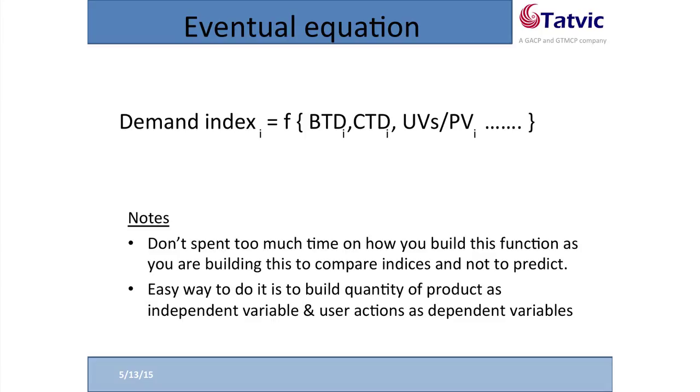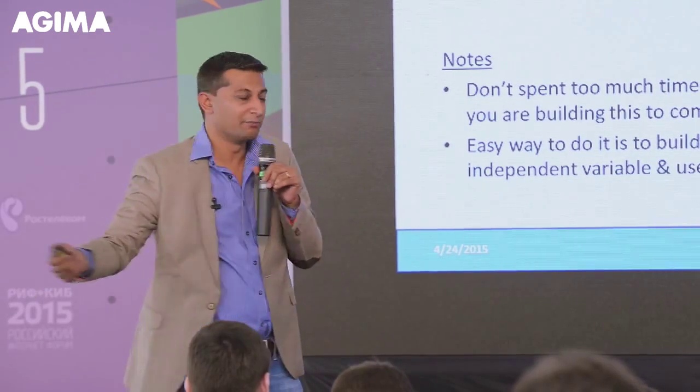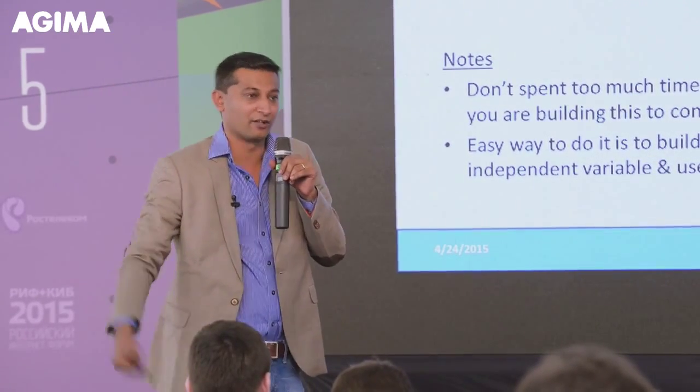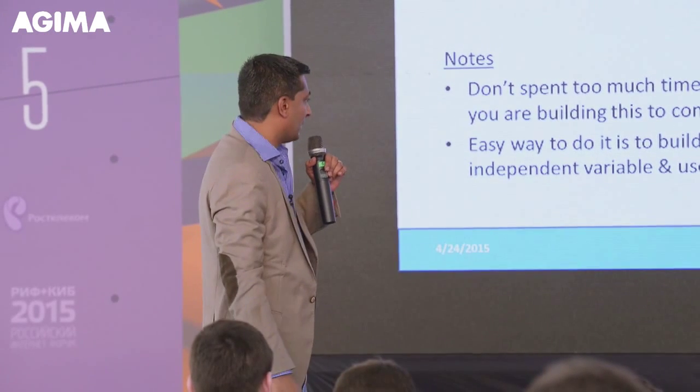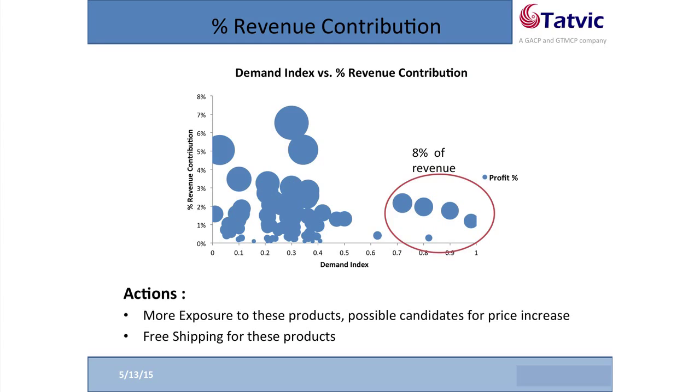The easiest way that I have found is to have the quantity of product as the independent variable, and have all the other user actions on the right hand side of the equation, and you have the starting point of the model to understand the demand index. Now this is what you can get. Each circle here represents a product. The horizontal axis indicates the demand index from 0 to 1, which is normalized, and the vertical axis is the percentage revenue contribution.